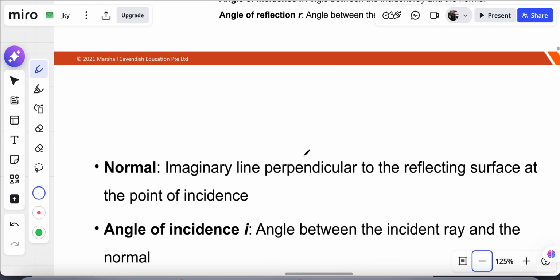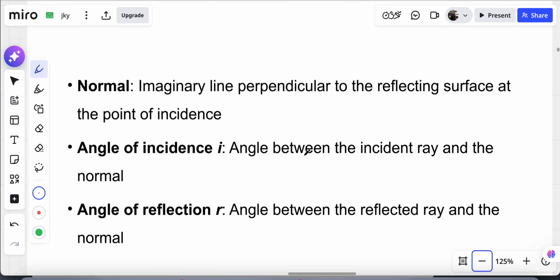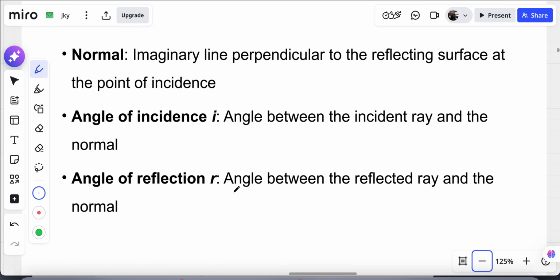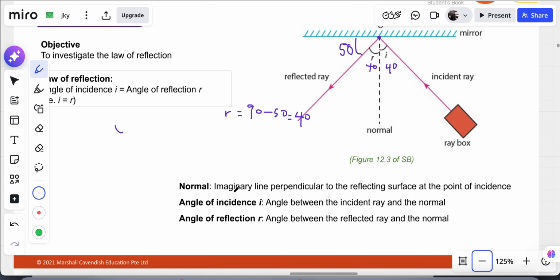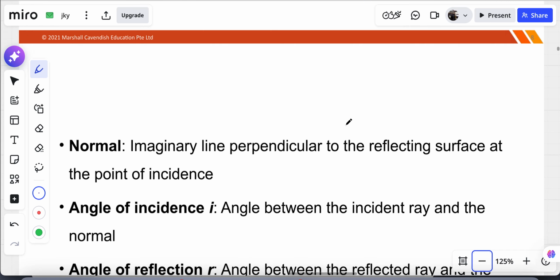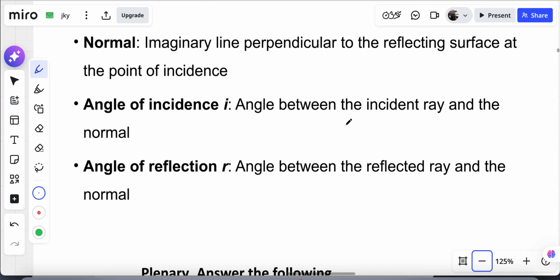Now let's move on to the next one quickly. The normal we already defined. We say the normal is the imaginary line that is perpendicular to the reflecting surface at the point of incidence. So you need to know all these definitions. The angle of incidence, I, is the angle between the incident ray and the normal. This is the normal, this is the incident ray, so this angle is called angle I. The same goes for the angle of reflection. The angle of reflection is the angle between the reflected ray and the normal.